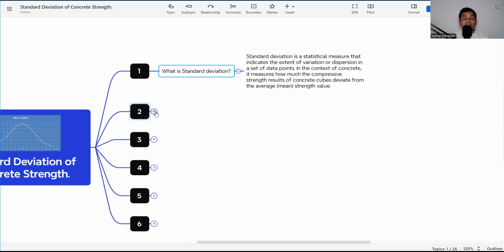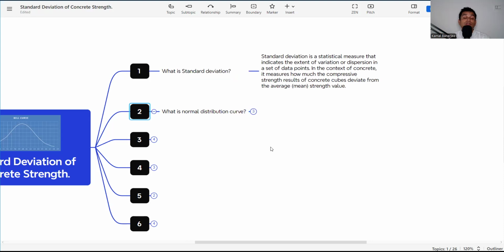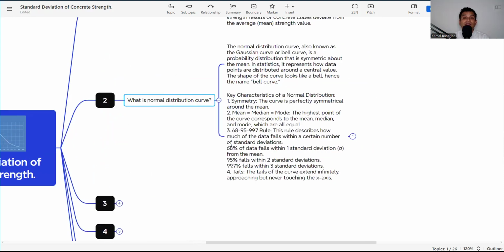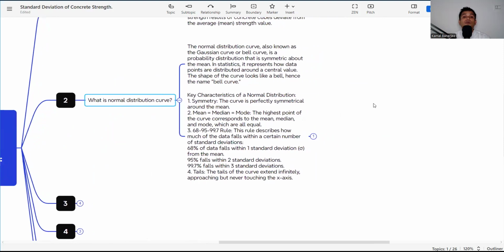Next, to understand standard deviation, we need to know what the normal distribution curve is. The normal distribution curve, also known as the Gaussian curve or the bell curve, is a probability distribution that is symmetric about the mean. In statistics, it represents how data points are distributed around a central value. The shape of the curve looks like a bell, hence it is called the bell curve.